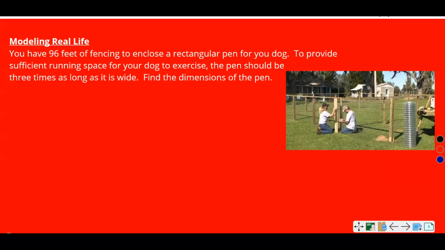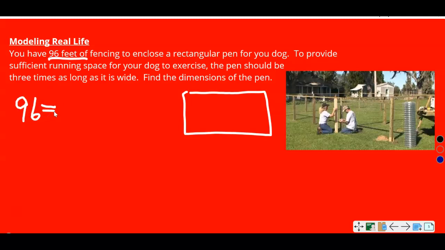All right, so the first thing I'm going to do, I like to have a picture. So I'm going to draw a rectangular pen. I know that you have 96 feet of fence, so that's the total amount. So 96 equals, and then it says you want to have sufficient running space. So it's going to be 3 times as long as it is wide. So let's call this 3x and this x.